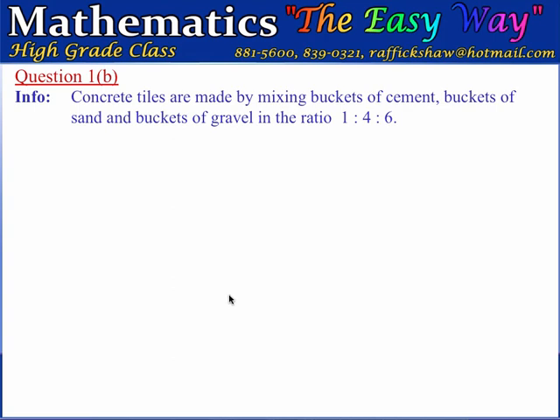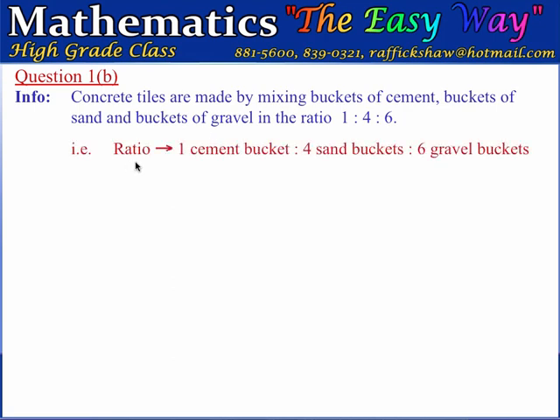Now 1B tells us that concrete tiles are made by mixing buckets of cement with buckets of sand and buckets of gravel in the ratio 1 to 4 to 6. That is 1 bucket of cement to 4 buckets of sand to 6 buckets of gravel. Let's show that. And this is the ratio in which the cement, the sand, and the gravel are mixed. 1 bucket of cement to 4 buckets of sand to 6 buckets of gravel.